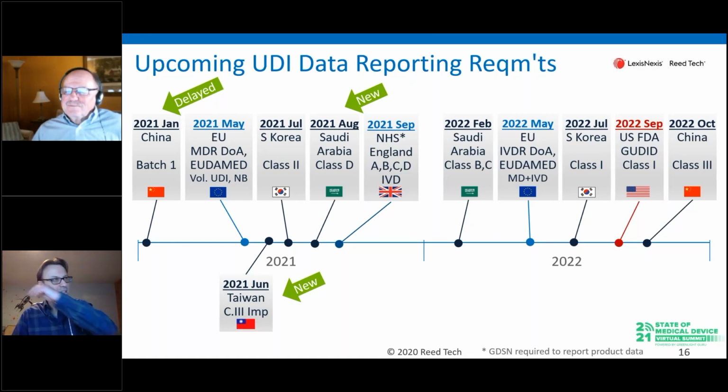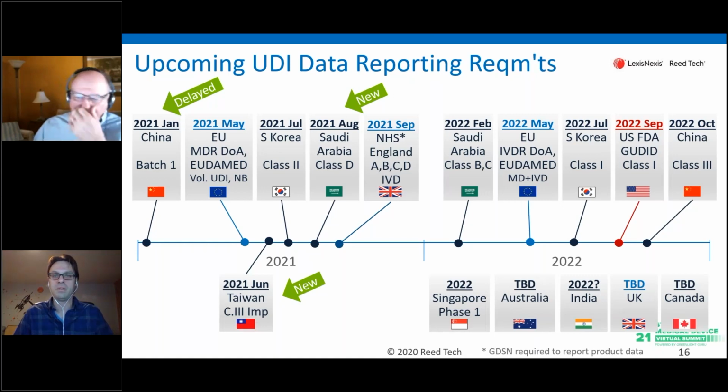We saw the US come on live first, but this isn't slowing down. As we move into 2022, we have additional classes in Saudi Arabia. The EU IVDR date of application hits, and we expect to be able to start doing voluntary submissions for IVDRs in UDAMED of May 2022. And then the additional phasing keeps coming in from South Korea for class 1s in July.